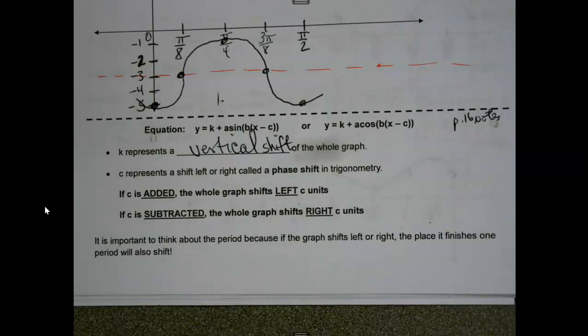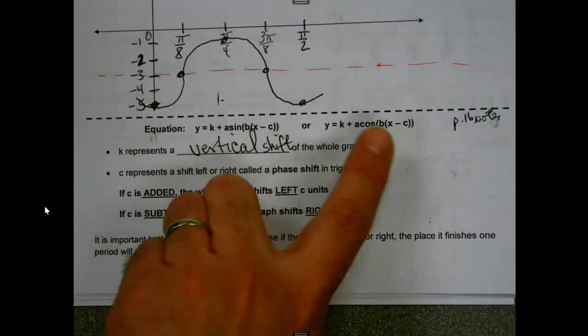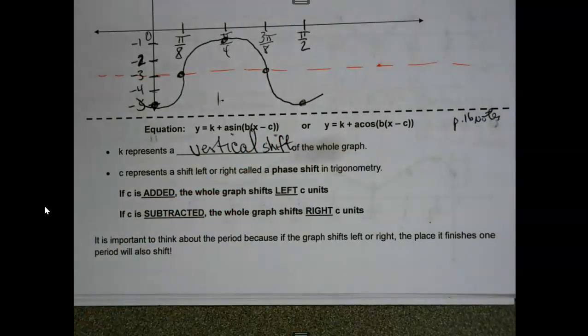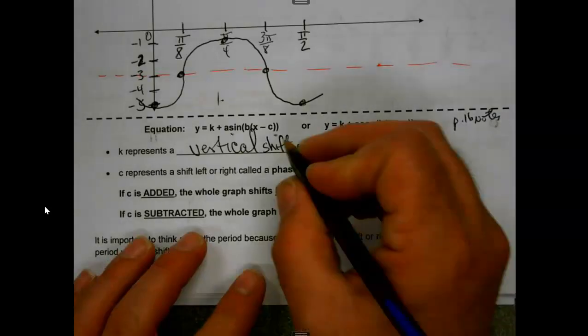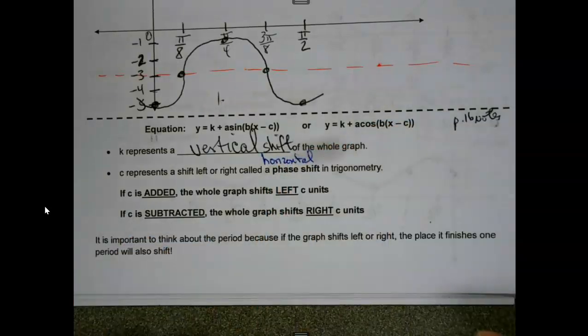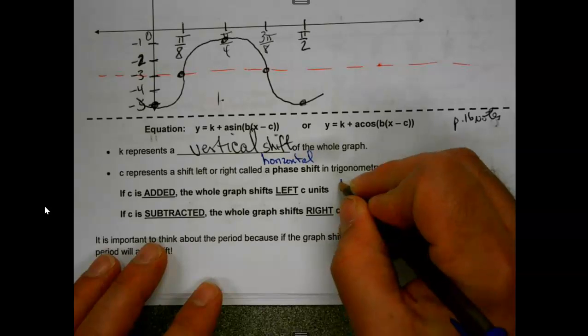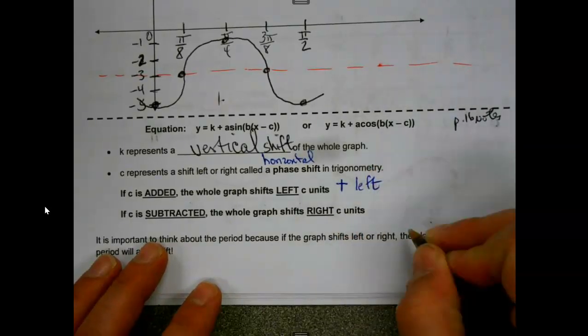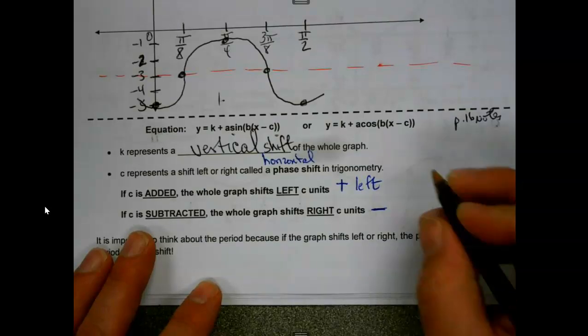Now, the thing that I want you to keep in mind here is, now we have this thing C. It may have been called something before, we called it H, okay? When we were moving left and right, when we were shifting things around, that's what's called a phase shift or a horizontal shift in trig, okay? If C is added, we're going left. So if we see plus, it means go left. If we see minus C, we're going right.